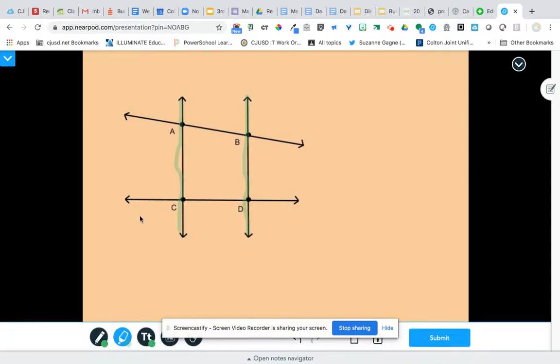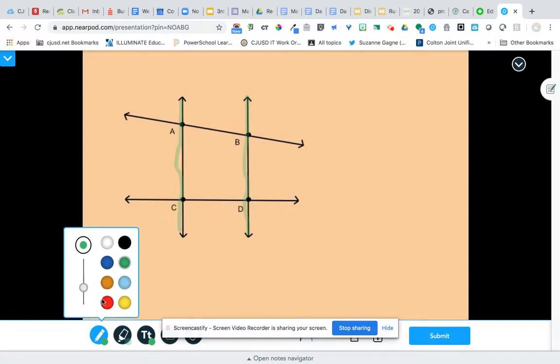Now I want to talk about these two lines. Something that I heard a lot of kids talking about was they thought that these were parallel because they're not touching. And you're right, they're not touching right now, but they are going to eventually touch if you extend the line. So let me go and switch to red color here. I'll switch to black, a black pen.